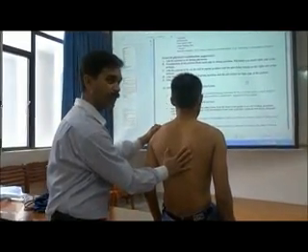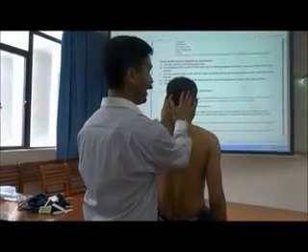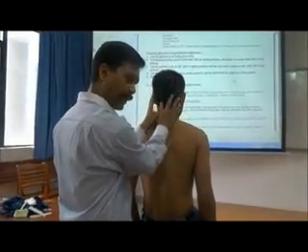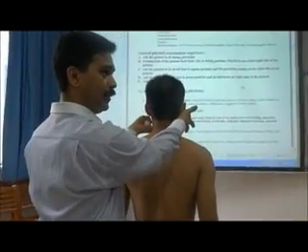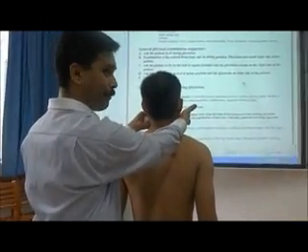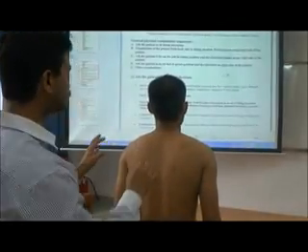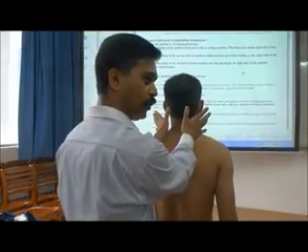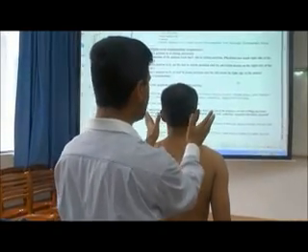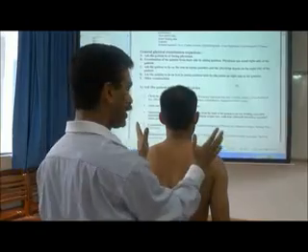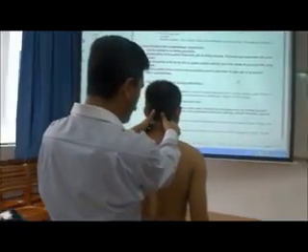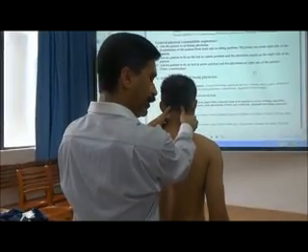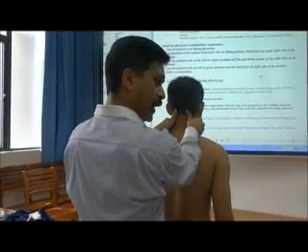Before checking the chest, you need to examine the lymph nodes, that is the cervical lymph nodes and the submental and submandibular nodes. See this one. The procedure of checking the cervical lymph node and occipital lymph node is like this. Some books say you need to start checking from here. This is the occipital lymph node. You need to check it.